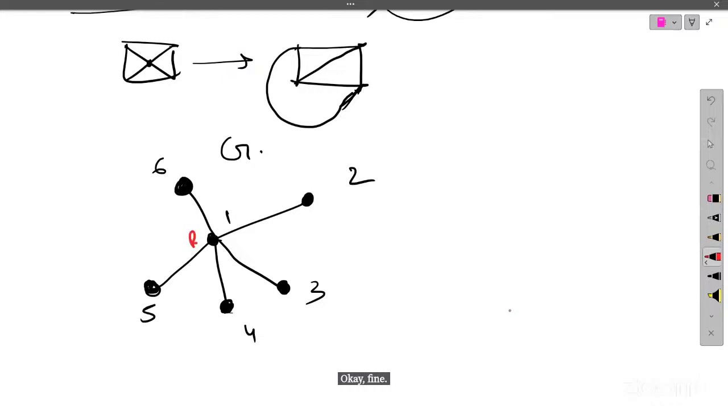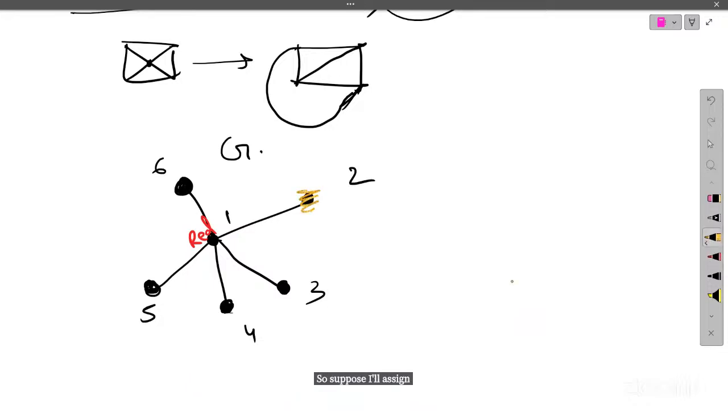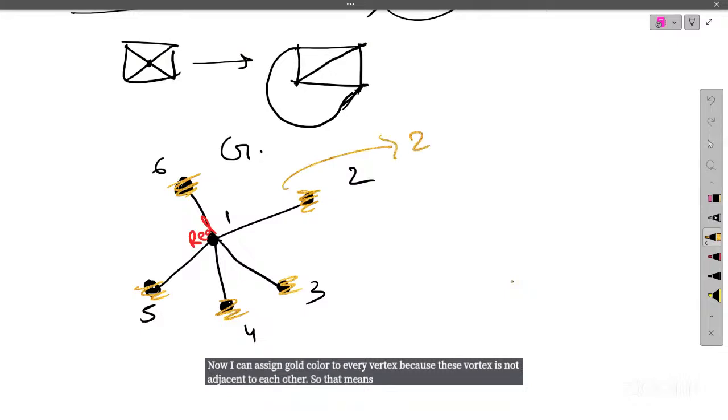Suppose I assign red color to vertex number 1. So I cannot assign red color to any of the adjacent vertices, which means I have to choose another color. Suppose I assign golden color to vertex number 2. Now I can assign golden color to every other vertex because these vertices are not adjacent to each other. So that means here we need two colors.